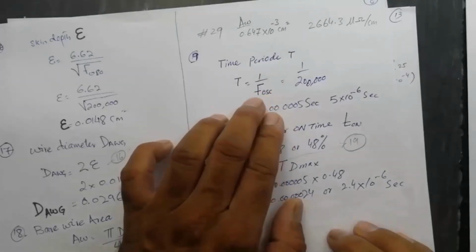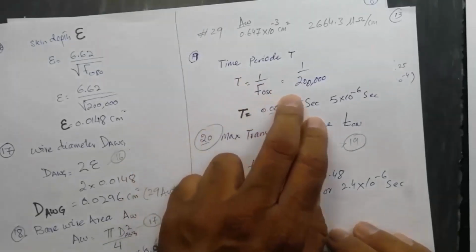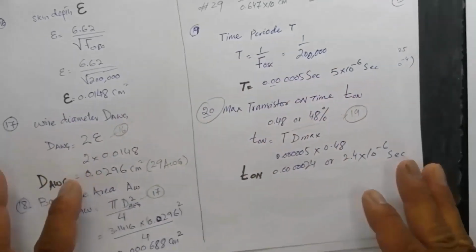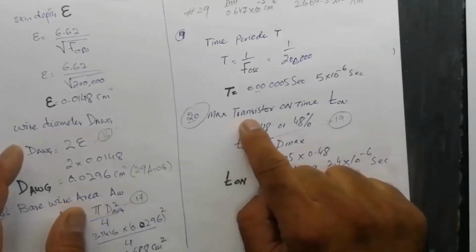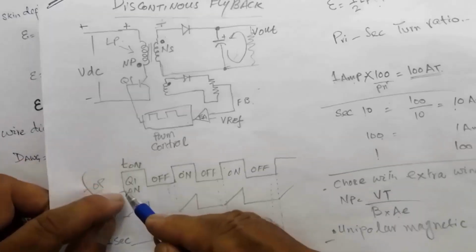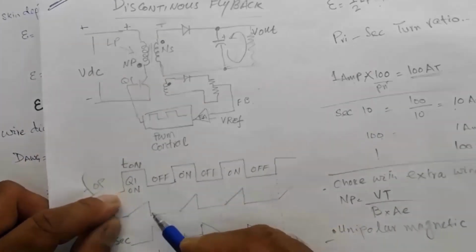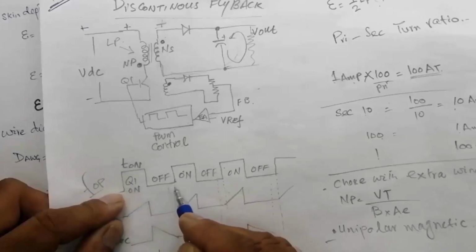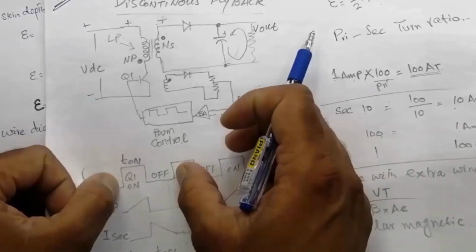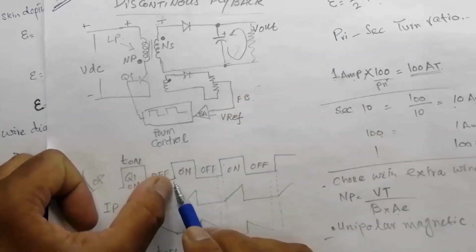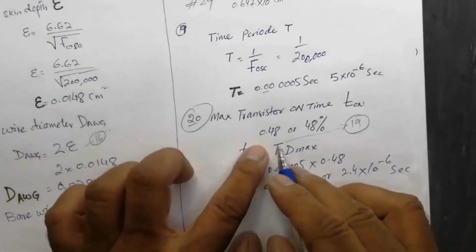Then determine the time period. T is equal to 1 over F oscillator, 1 over 200 kilohertz, it is 5 microsecond. Now maximum transistor on time, because we are giving 0.48 or 48%. It is a complete cycle from here to here, and I will allow maximum on time until here. It is 0.48 of the total, or 48% of the total cycle, because 48% and 48% of time and 4% for dead time. So calculate it.